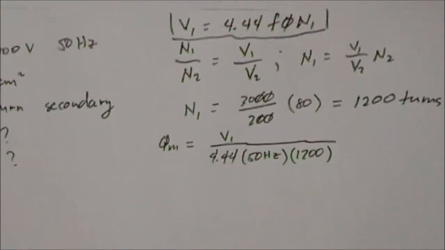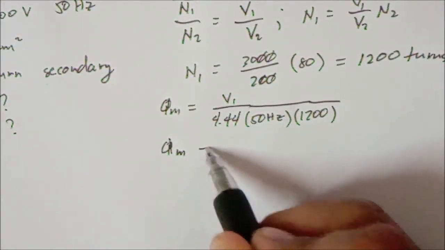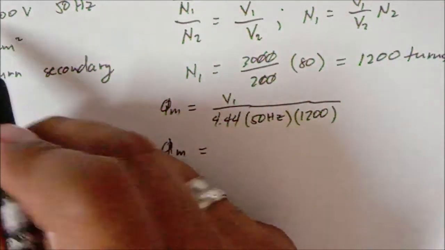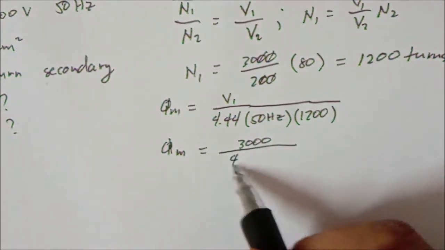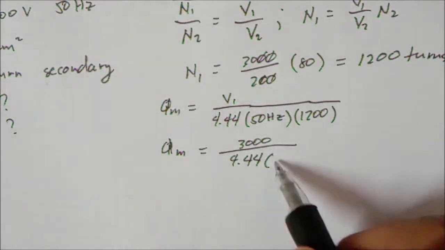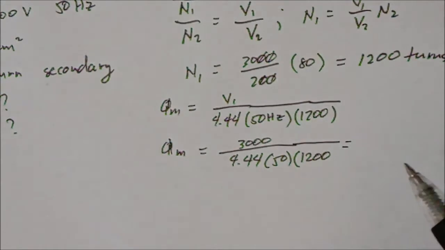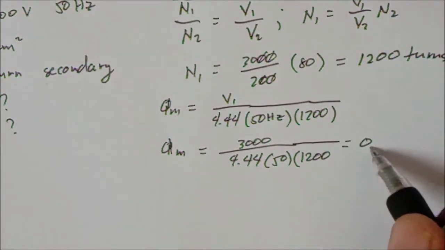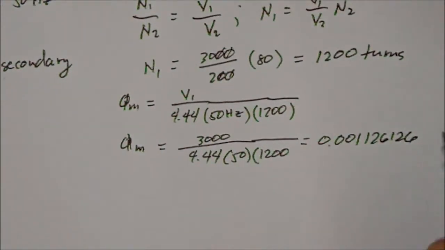So, ayan. So, flux M is equal to V1 is 3,000 volts. 3,000 over 4.44 times 50 times 1,200. This is equivalent to 0.001126126. So, yan po ang value ni flux M natin. Okay? Weber.